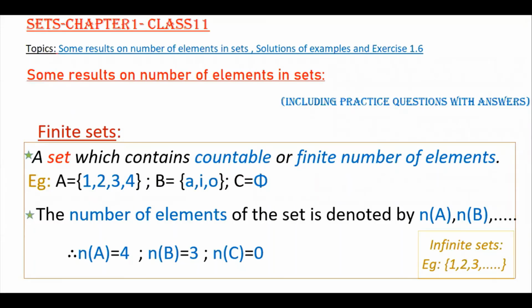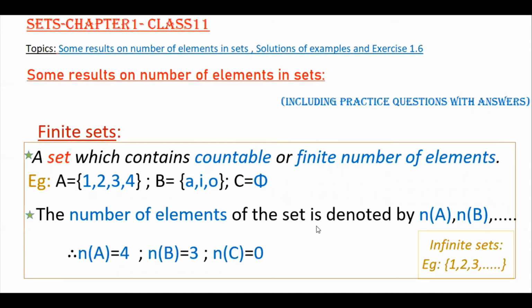Hello everyone. Today I am going to tell some results on the number of elements in sets, solutions of examples and exercise 1.6. We all know that finite sets are the sets which contain a countable or finite number of elements. For example, if you see this example, A is equal to {1, 2, 3, 4}. So here there are 4 elements in set A, and in B there are 3 elements, and in C there are no elements because this is an empty set.